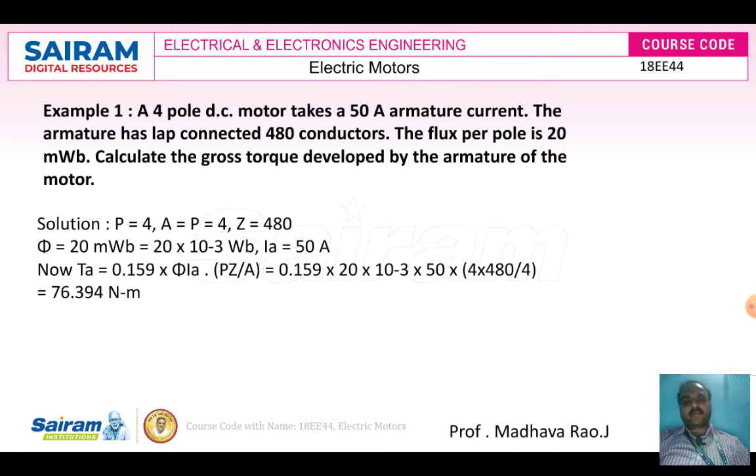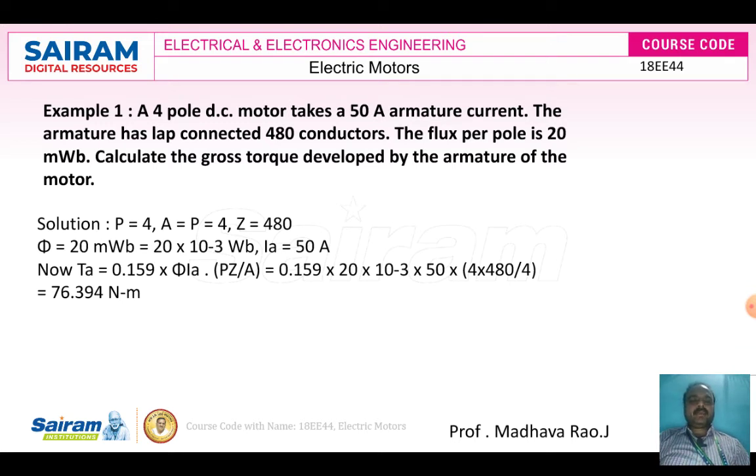So here we have one problem. A 4-pole DC motor takes a 50 amperes armature current. So P is 4, Ia is 50. The armature is lap connected, so A is equal to P. Lap connected means A will be equal to P. The armature has Z equal to 480 conductors.